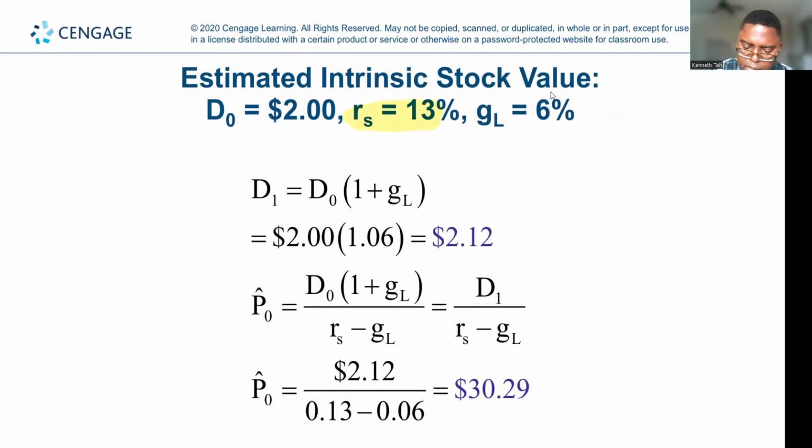So if we have the required return and we have the dividend that has just been paid, D0, which is equivalent to 2, and we have the growth rate, which is 6%, so dividend is growing at 6%, we can easily calculate the price or the value of the stock. So using the growth rate method, the formula is this.